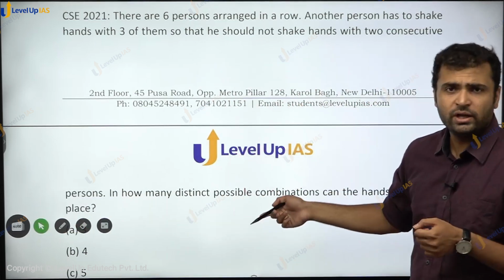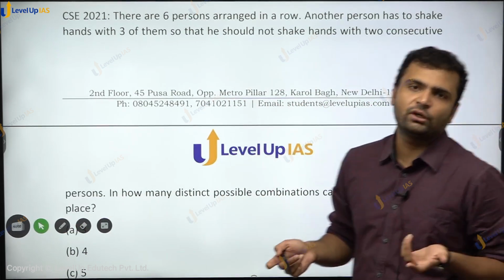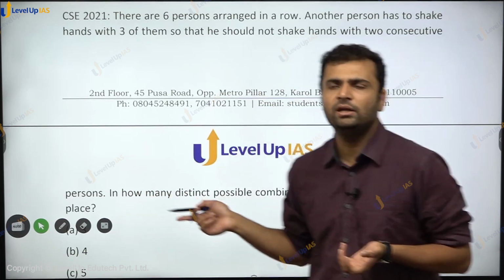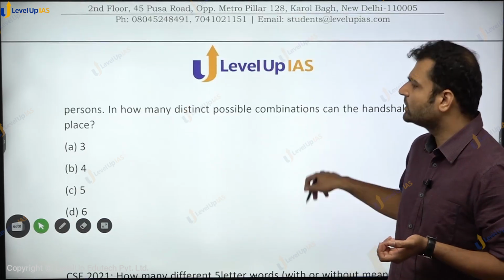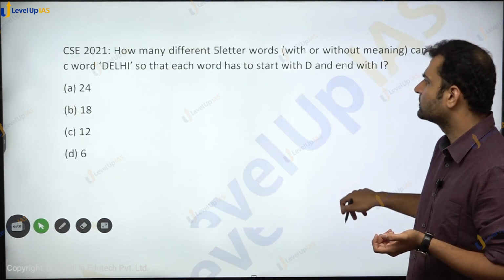So this is just manual counting. Half the questions out of the total will be from manual counting, just like that, and half the questions will be from the standard formulas.